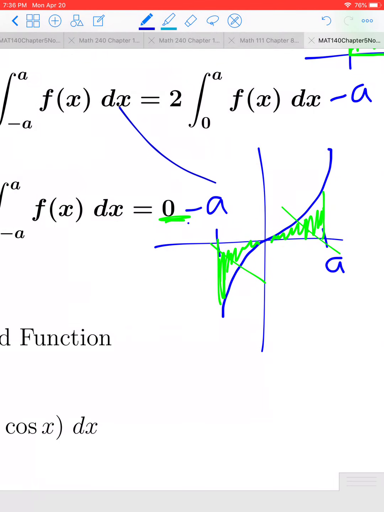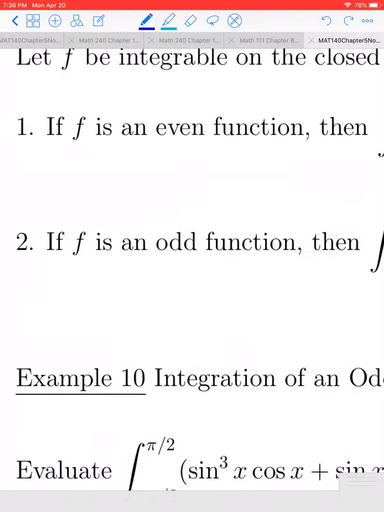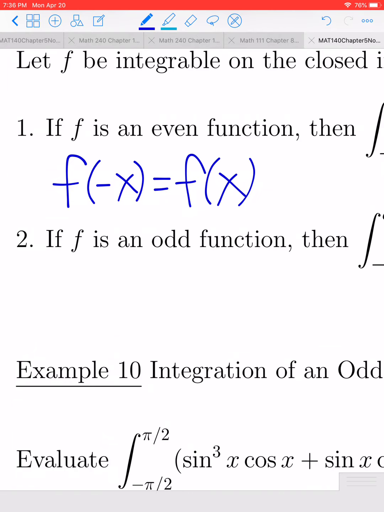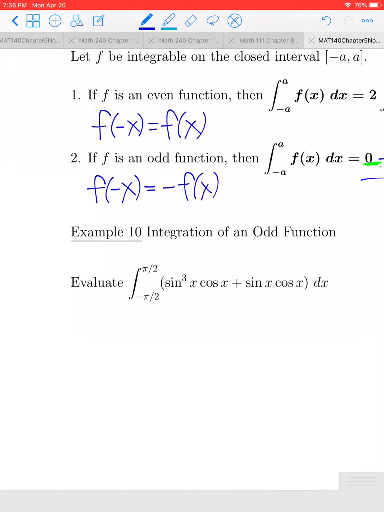If you need a refresher on the conditions for a function to be even or odd: f is an even function when f of negative x is equal to f of positive x for all x in the domain, and f is an odd function if f of negative x is equal to the negative of f of x for all x in the domain of f.